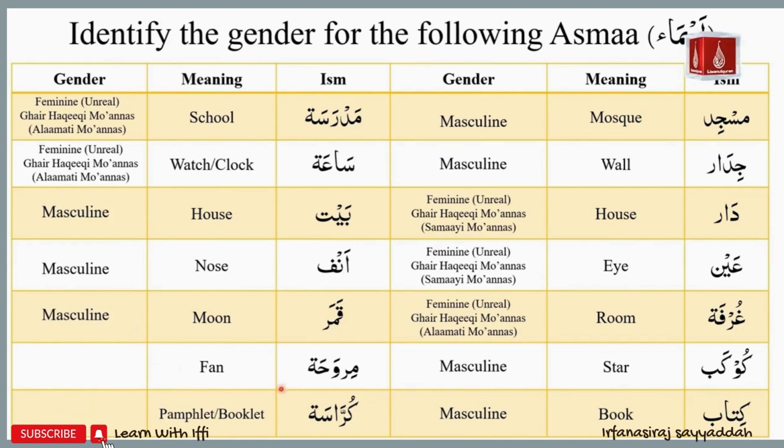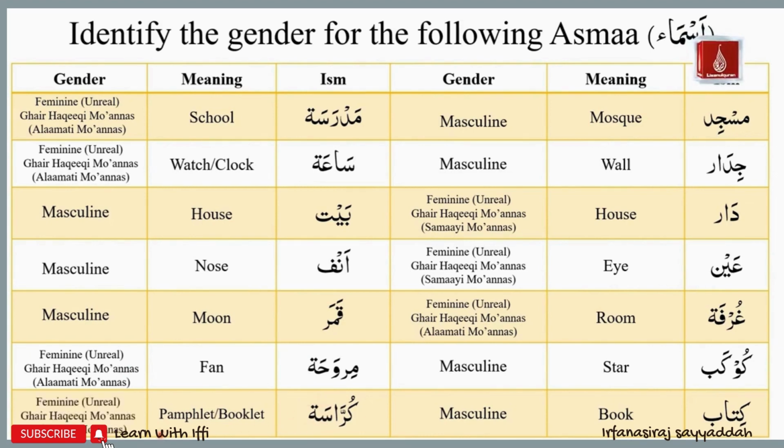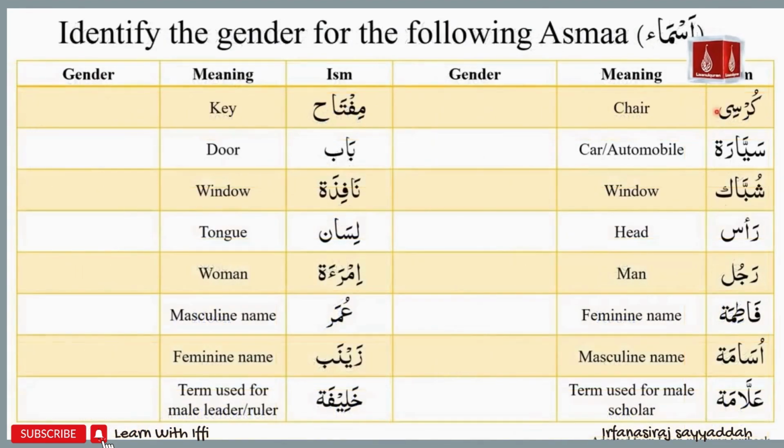Mirwaha. Mirwaha means fan. We notice the presence of gol ta at the end. That would make it alamati muannas. Kurasa. Kurasa means a booklet or a pamphlet. The presence of gol ta or round ta at the end will again make this an alamati muannas. Kursi, which means chair. The word kursi does not meet criteria for it to be feminine, so it will be used as masculine in a sentence.